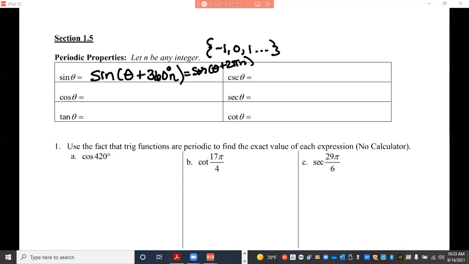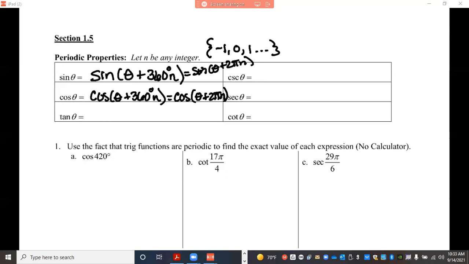So all that means is when you're given an angle in the unit circle, for example, if you're looking at 45 degrees, well, if I take 45 degrees and add 360 degrees to it, the sine of 45 degrees is going to be equivalent to the sine of 405 degrees. And that periodic property also holds for cosine as well. So we would say that the cosine of theta is going to be equal to the cosine of theta plus 360 degrees times n, or in radians, the cosine of theta plus 2 pi n.